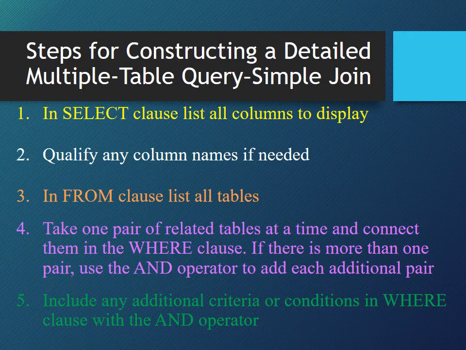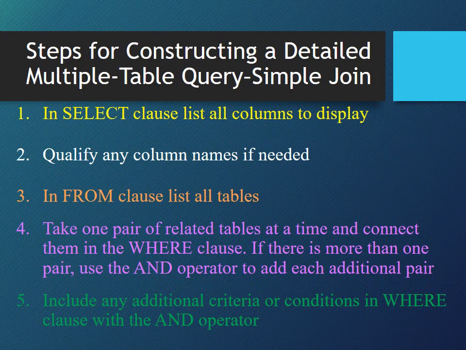The next step is new and is highlighted in purple. You have to take each pair of related tables and connect them in the WHERE clause. This will make more sense in a moment when we complete an example. Finally, we include any additional criteria or conditions by using the AND operator.